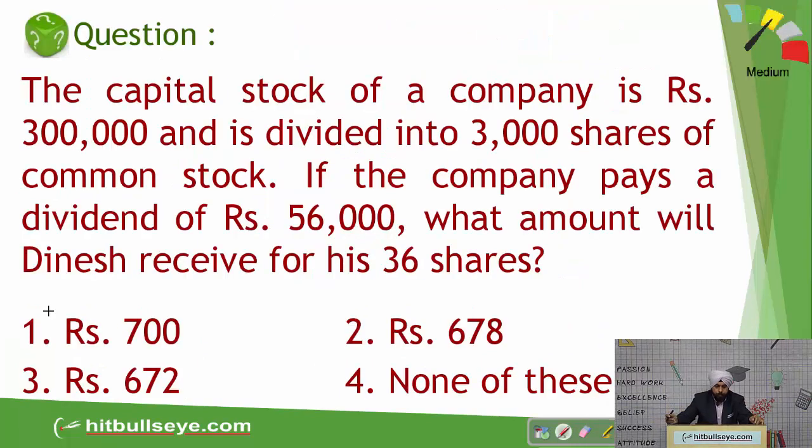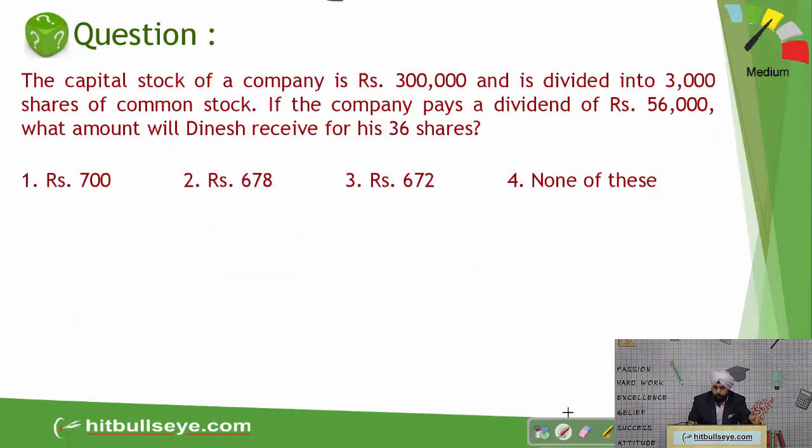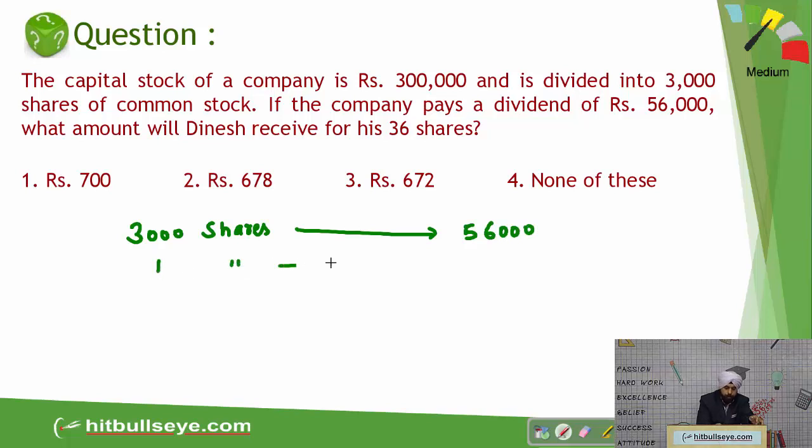This one. Now here it says the capital of rupees 3 lakh has been divided in 3000 shares. Company pays a dividend of rupees 56,000. How much will Dinesh get for 36 shares? Okay, let's solve this question, students. Here the capital is divided into 3000 shares, so that means for 3000 shares the dividend paid is 56,000 rupees. For one share the dividend is 56,000 divided by 3000. Don't do the calculation, let's take it till the end.